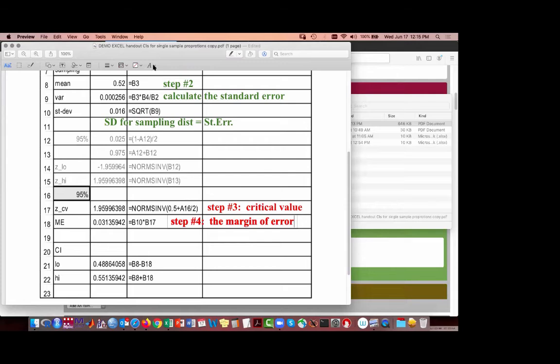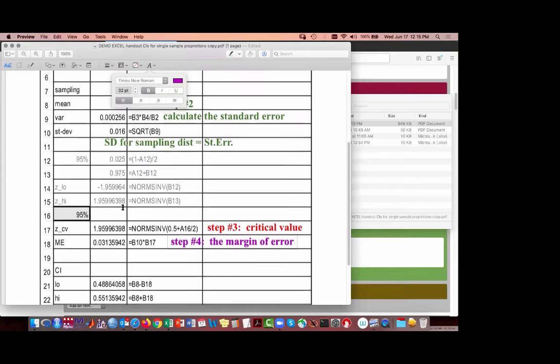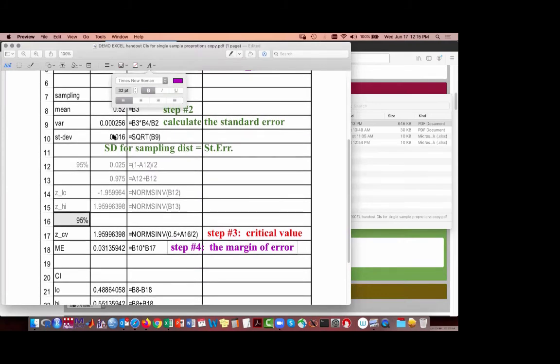Step 4 is to calculate the margin of error. And this should be purple. Okay, so we're taking the critical value, which we have here, and we're multiplying it by the standard deviation, which is the sampling standard deviation we have up here. I'm going to try highlighting these, fingers crossed.